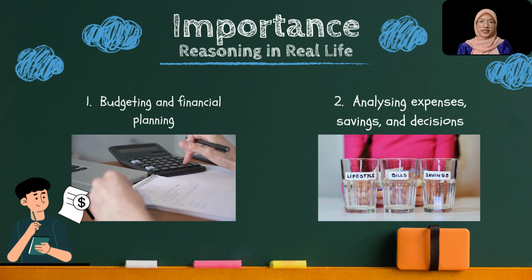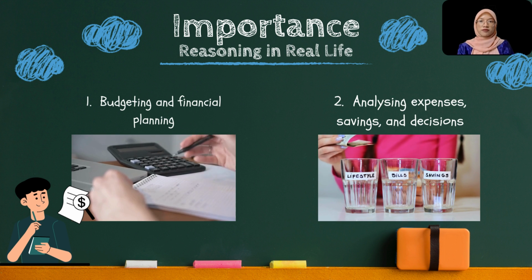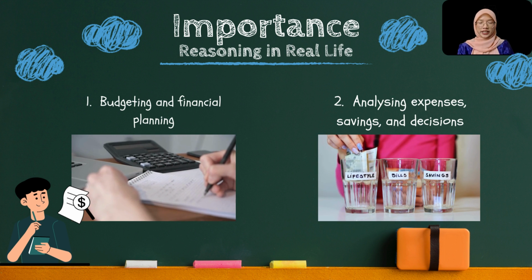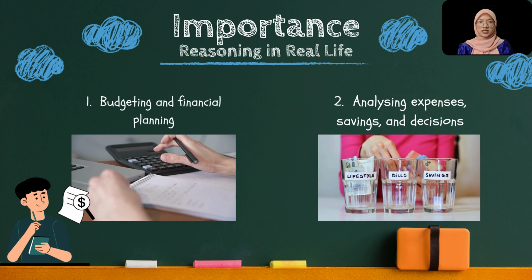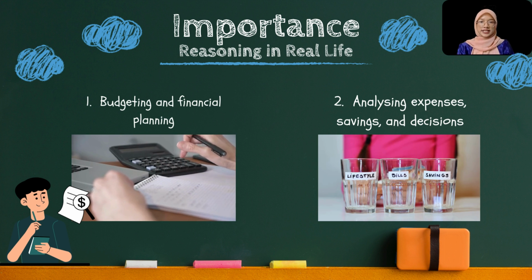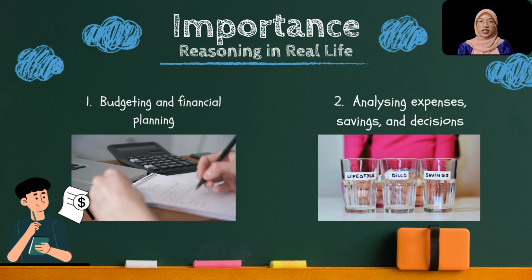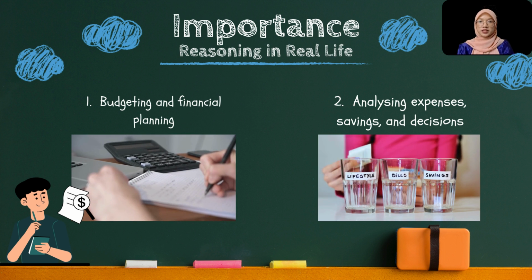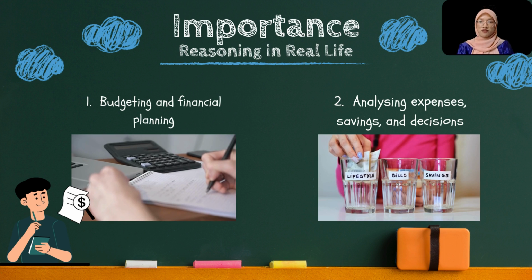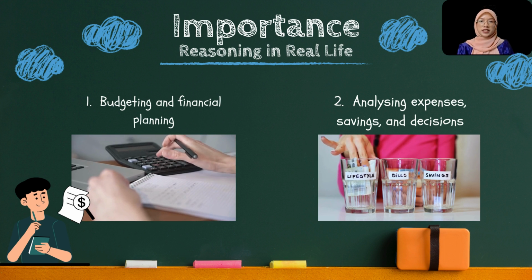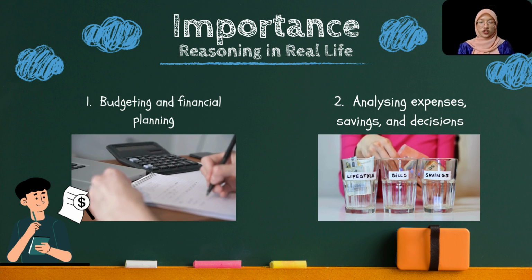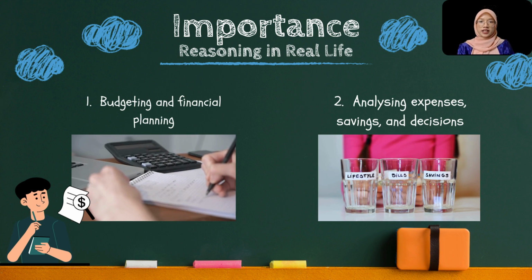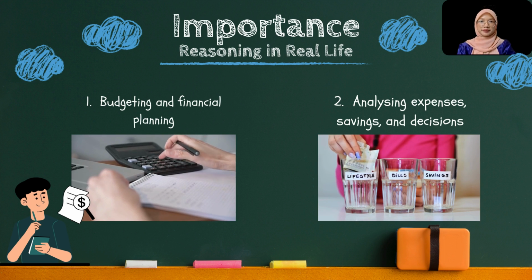Reasoning is important in daily life, especially for budgeting and financial planning and analyzing expenses, savings, and decisions. For instance, if someone receives 500 ringgit every month, reasoning helps them decide how much to spend, save, and manage bills. It is the same skill we use in mathematics, analyzing numbers and making logical choices. Therefore, reasoning connects mathematical knowledge to our daily decision making.